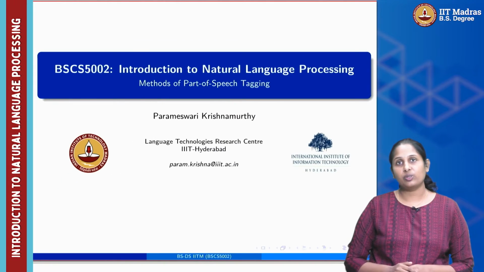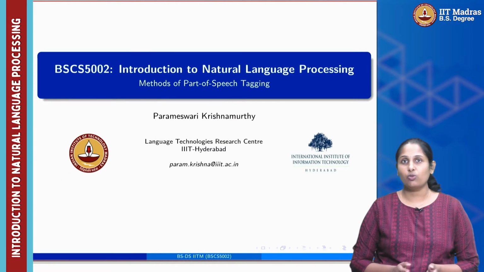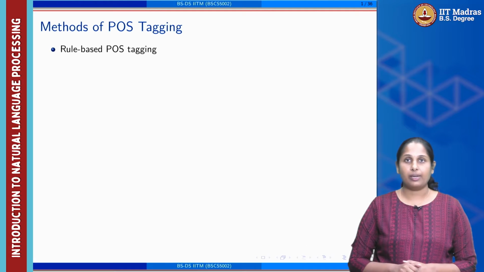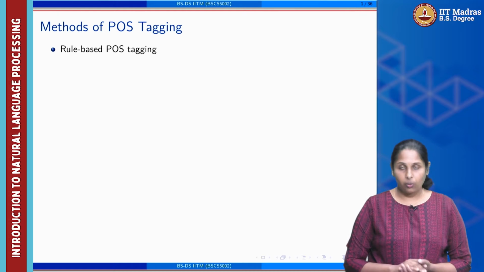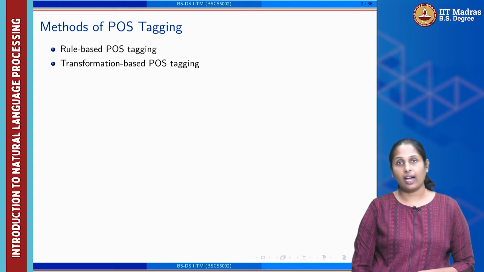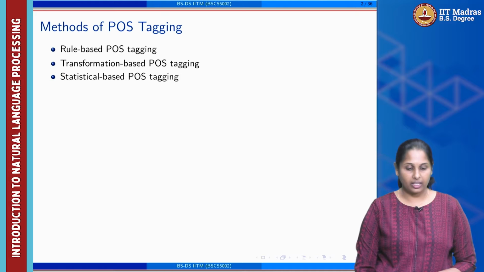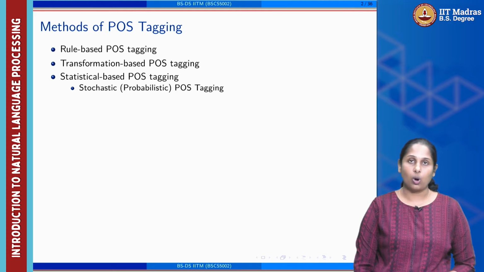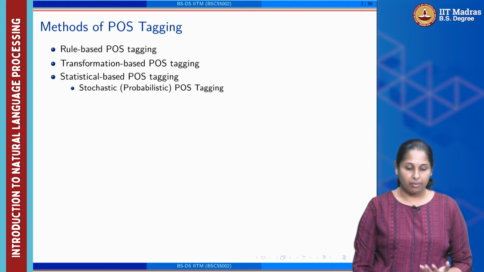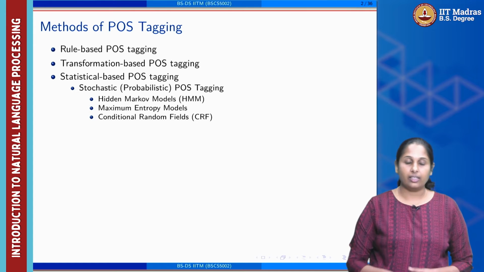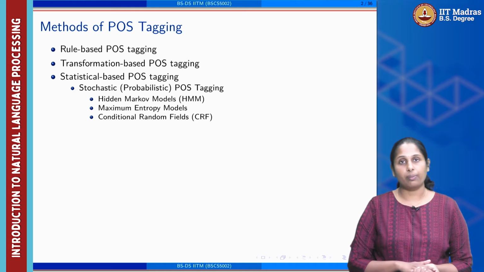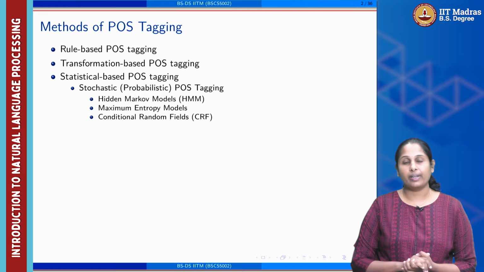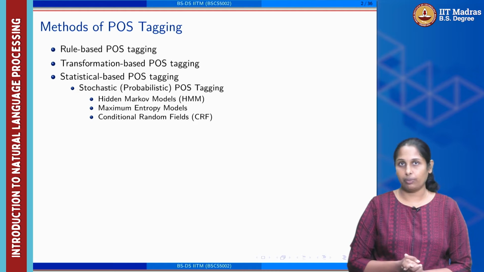Today's session, we are going to see different kinds of methods that are being used in building part-of-speech tagging. So, in the last session, we have seen there are multiple methods to build part-of-speech tagging. One is rule-based part-of-speech tagging and transformation-based part-of-speech tagging, and statistical-based POS, and this statistical is also called stochastic or probabilistic way of building the POS tagging. And there are multiple methods here: hidden Markov models, maximum entropy models, and conditional random fields are most commonly used stochastic approaches while building the POS tagging.